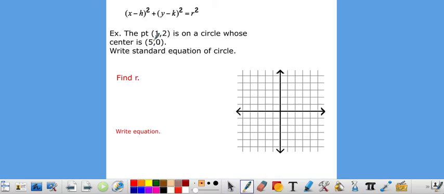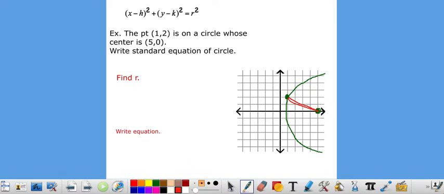But if we were to graph these points, our center is at (5, 0), that's here. The point (1, 2) is on the circle. So what this means is this circle probably looks something like this, where it's kind of going off the page. So what we need to find is this length right here. It should be a straight line, but you get my point.